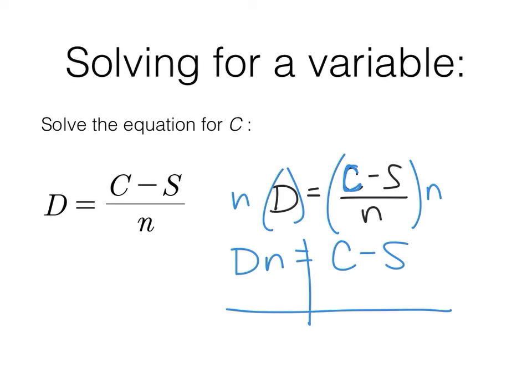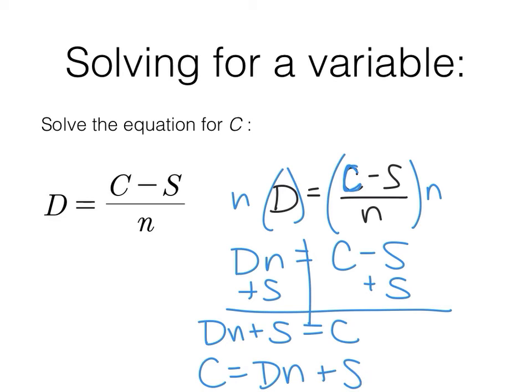All right, now C by itself, that means I need to add this S. So dn plus S is equal to C, or C equals d times n plus S. Now, if this were a formula I needed to use in, say, physics, and I knew the value of d, n, and s, then I could use this version to get C. Now that's going to be useful in future coursework. So next slide, we're going to have 4 problems. Let's take a look at them.